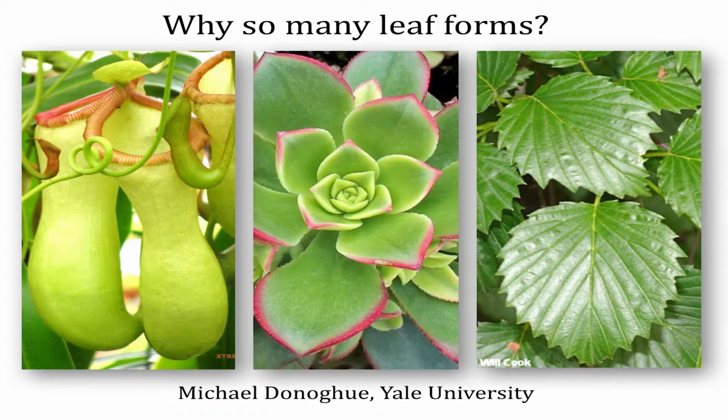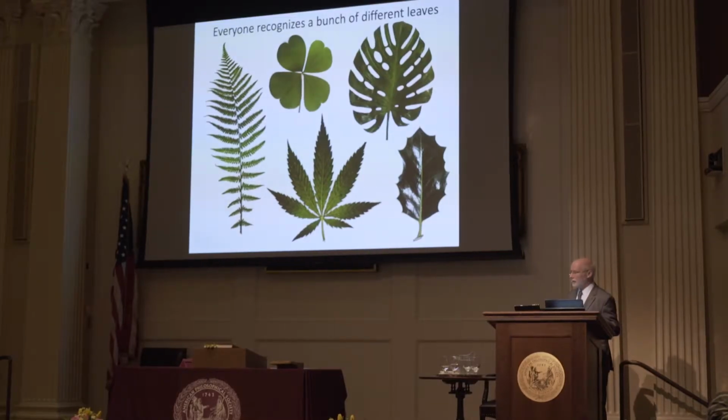But I'm going to tell you just a little story about why plants have so many different forms of leaves. So you can see right here that everybody's common experience is that there are a lot of different kinds of leaves. They come in different shapes and sizes, and some of them are succulent, and some of them are tubular, and there's all different sorts of things going on there. As it turns out, everybody recognizes a lot of different kinds of leaves. I mean, you don't have to be a trained botanist to recognize most of these, I think.